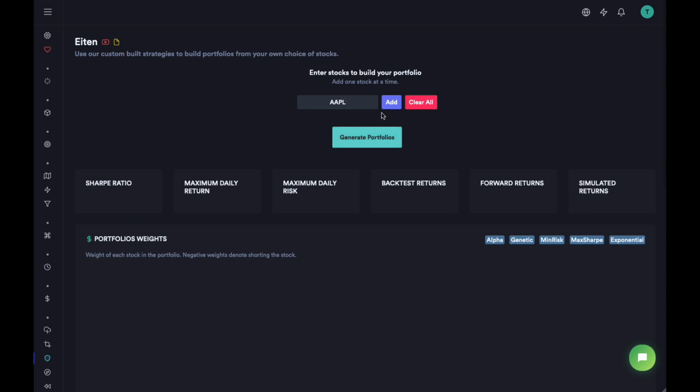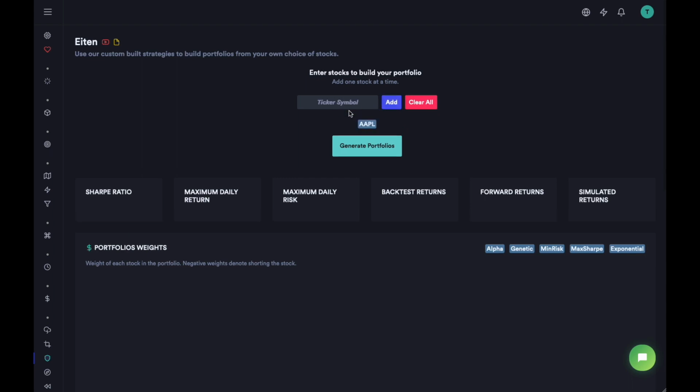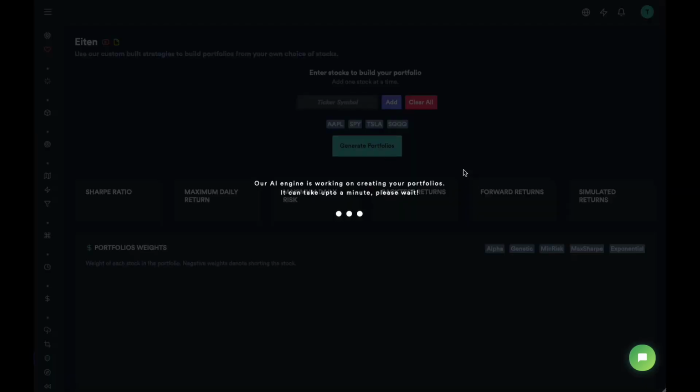The set of stocks that we want to use, we are going to add them here. So let's say we add Apple, SPY, let's see, Tesla. Let's also add SQQQ, that's an inverse ETF, and let's generate a portfolio. When you click on portfolio, it's going to take some time to generate different kinds of portfolios for you with different weights, and it's going to show you the performance of all those portfolios.